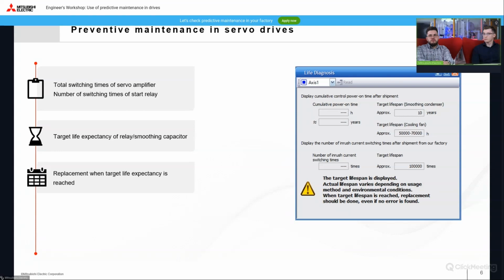These values refer to the most wearing part, which is the smoothing capacitor. Okay, but J3, these drives were released almost 20 years ago? Yes, that's right. The idea of a preventive approach is nothing new. Okay, then what about this newer functionality, prediction, yes?